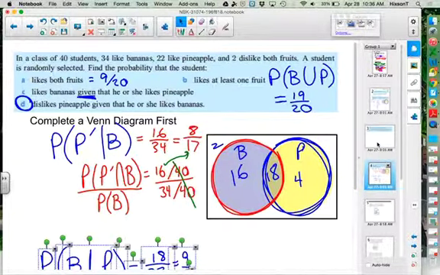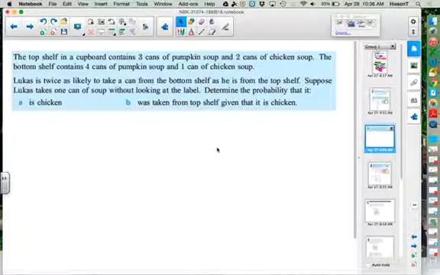Speaking of not being able to draw a Venn diagram, there is another tool that we can use for these conditional probability problems, and that is a tree diagram. This problem here is a good example of one where a tree diagram comes in handy. All right, let's read through this and then try to figure this out.